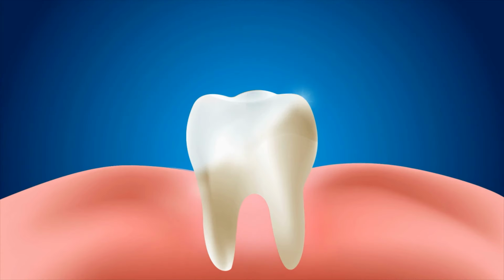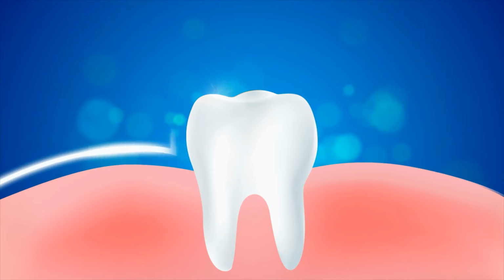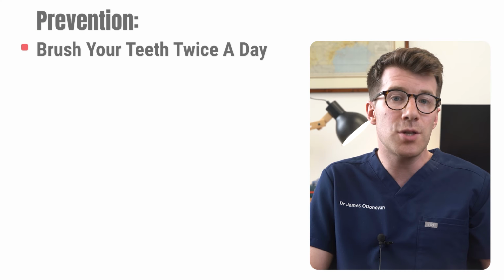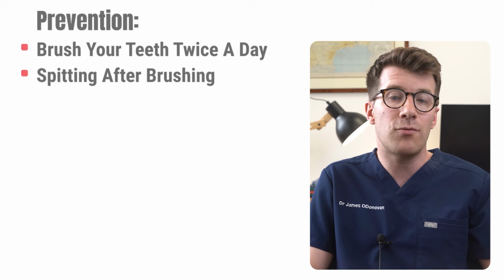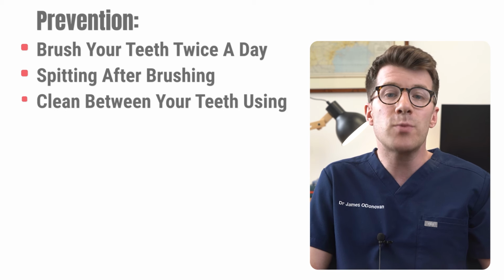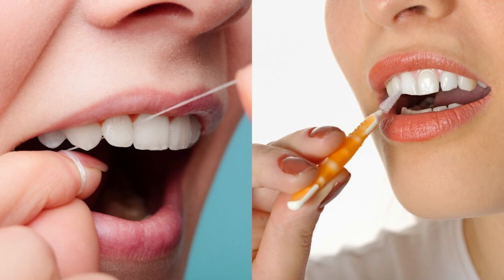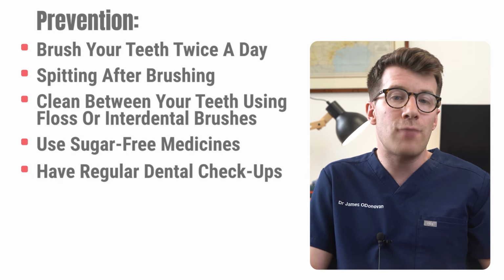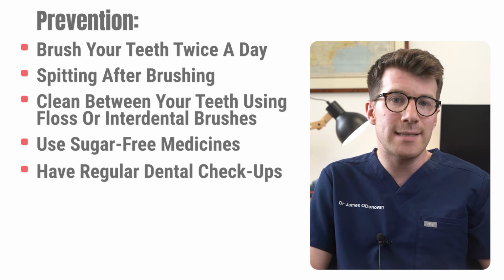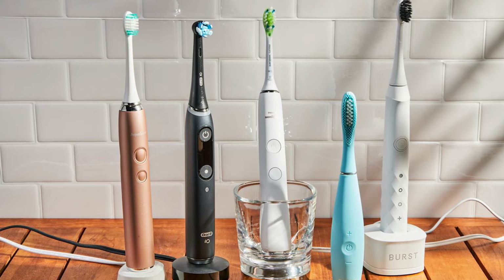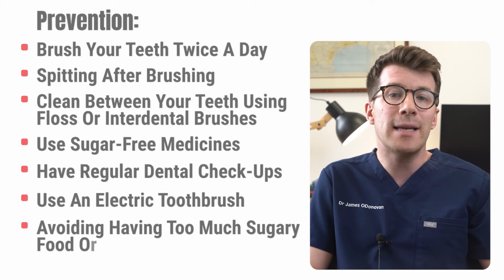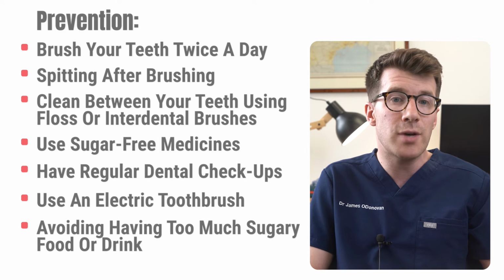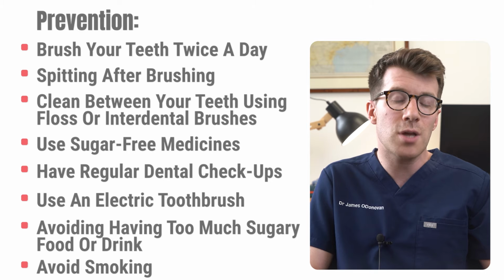Now, there are several simple steps that you can take to keep yours and your children's teeth and gums healthy and prevent tooth decay. First of all, make sure to brush your teeth at least twice a day with a toothpaste, spitting after brushing rather than rinsing. Clean between your teeth every day using floss or interdental brushes. Use sugar-free medicines and try to have regular dental checkups as advised by your dentist. If possible, also try to use an electric toothbrush, and similarly avoid having too much sugary food and drink, and avoiding smoking is also really important.